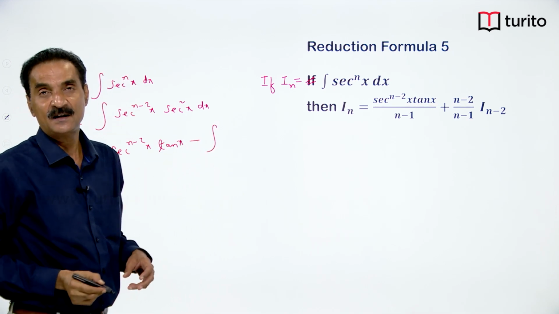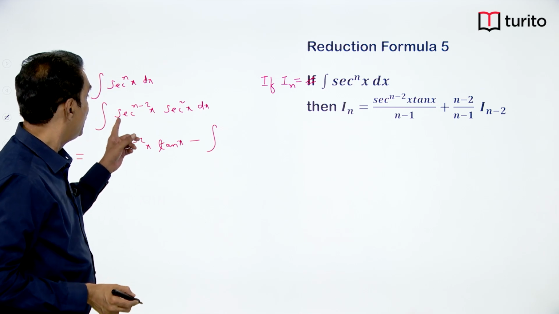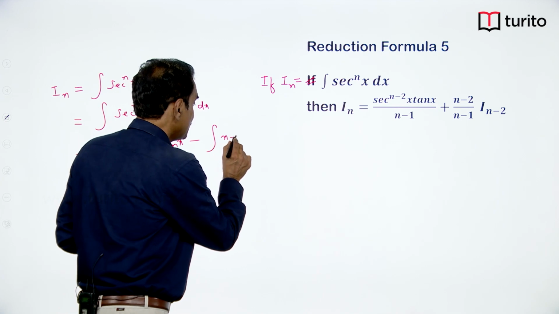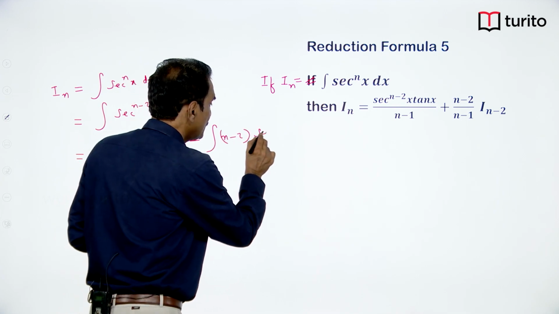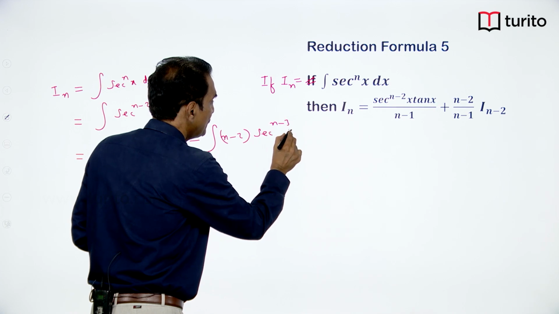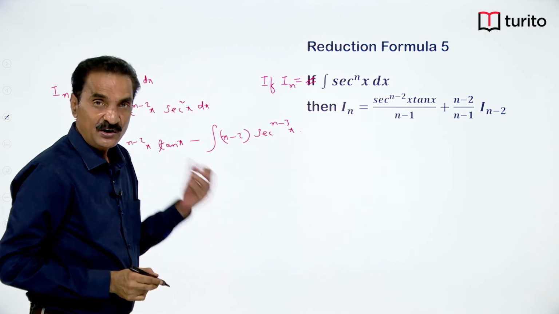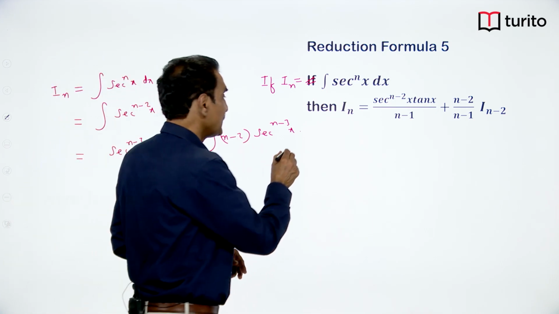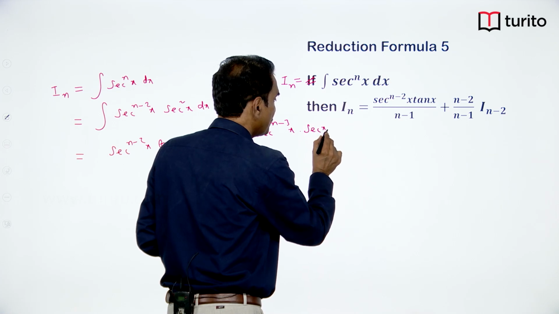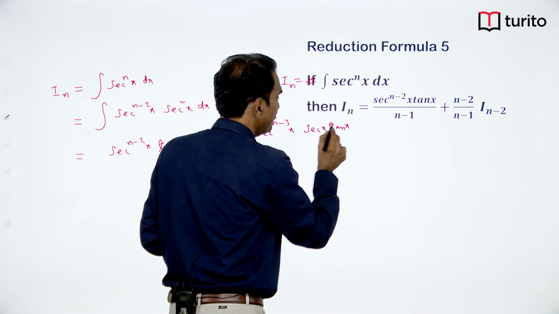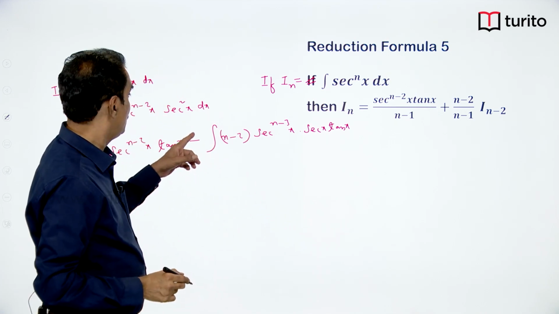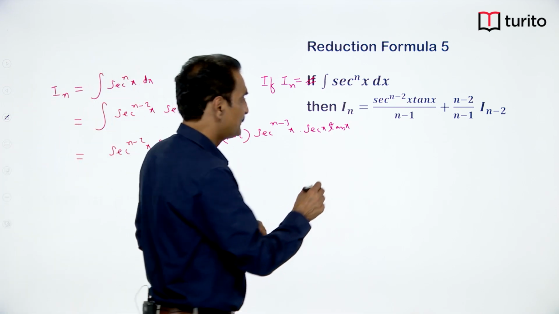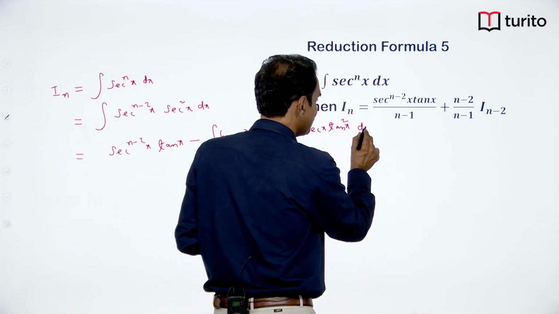minus integral of the derivative of the first function into the integral of the second function. The derivative of the first function is n minus 2 secant power n minus 3x into the derivative of secant x, which is secant x tan x. Into the integral of the second function, which is tan x. So, this becomes tan square x.